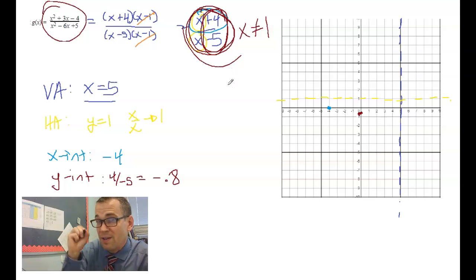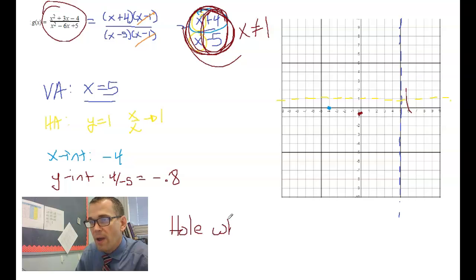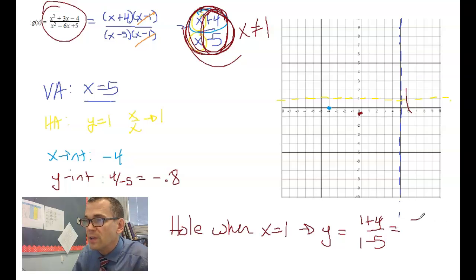But the difference is, instead of putting a dot to say this is where it is, I'm going to put an open circle to say it can't go here. Everything around it will be fine, but there, can't go there. So let's take that 1 and plug it into the reduced function. Here's how you find the hole. The hole is when x equals 1, which would imply that y would equal whatever 1 plus 4 over 1 minus 5 is. And that is, of course, 5 over -4, which is -1.25. So I have a hole at 1, -1.25, which is here.